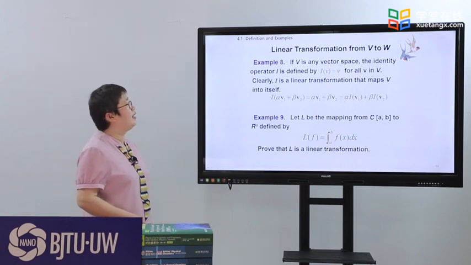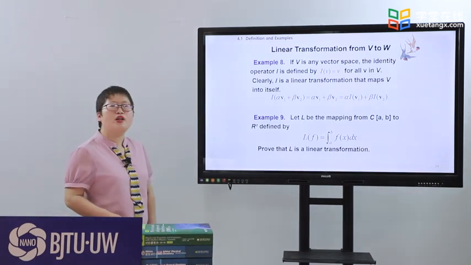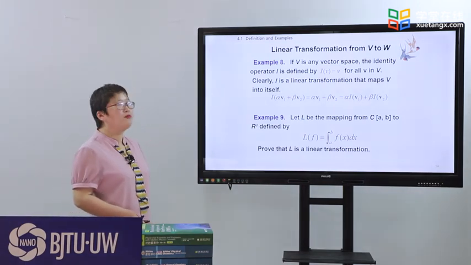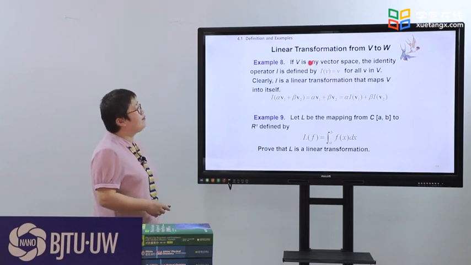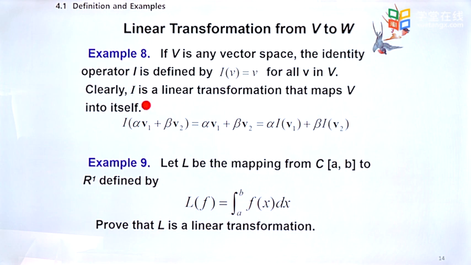Now we see another example of linear transformation from V to W for general vector spaces. If V is any vector space, the identity operator I is defined by I(v) equals v itself for all v in this vector space. Clearly, I is a linear transformation that maps V into itself. And of course, I of alpha v1 plus beta v2 equals alpha times v1 plus beta times v2 equals alpha times I(v1) plus beta times I(v2).